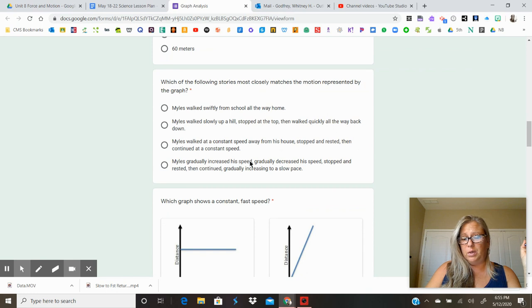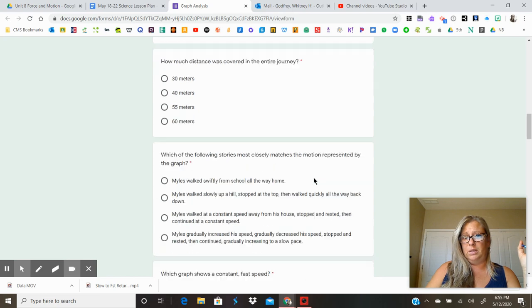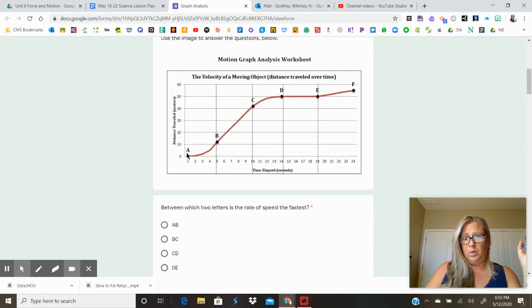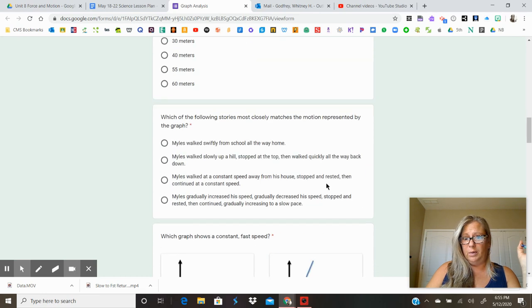Miles gradually increased his speed, gradually decreased his speed, stopped and rested, then gradually increased to a slow pace. Gradually increased his speed, gradually decreased his speed, stopped and rested, and then went at a slow pace. All right, did you find the right answer for that one?